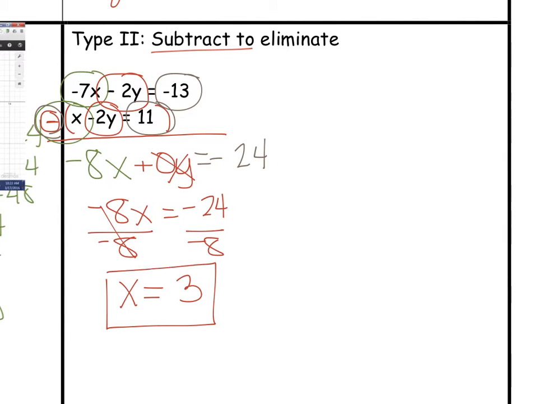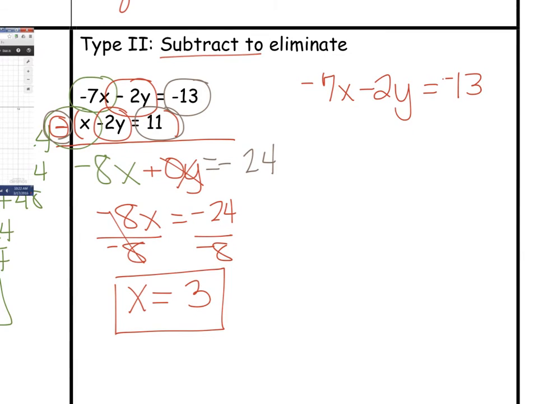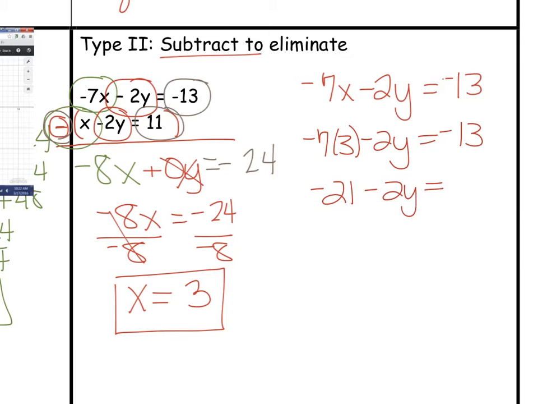So just like before, if we know what x is, then we can figure out what y is. Pick either equation. I'm going to pick 7x minus 2y equals negative 13. I'm going to substitute in the value for x, so 7 times 3 minus 2y equals negative 13. Simplify this. 21 minus 2y equals negative 13.